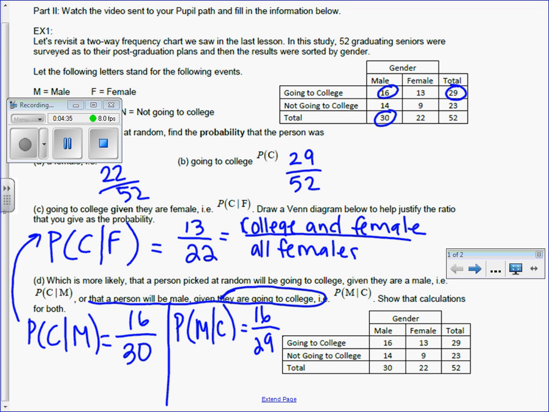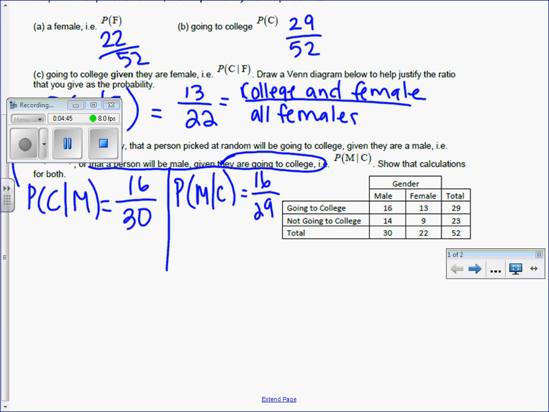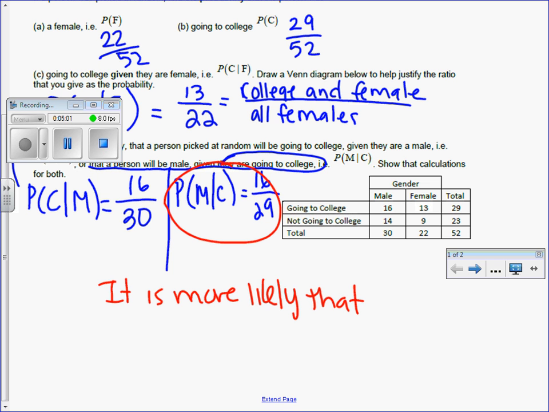So here you can see the two probabilities are different. 16 out of 30 versus 16 out of 29. So it says which is more likely. Well, 16 out of 29 is more likely, a bigger number than 16 out of 30. So it is more likely that you are a male, given that you're going to college.